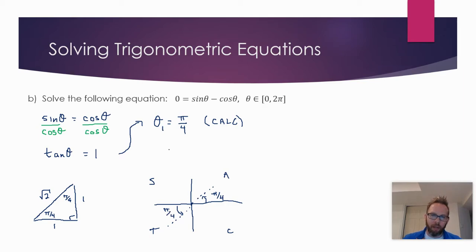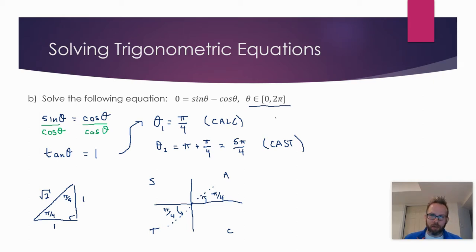So I'm going to call that theta 1 for our first solution. And theta 2 would be pi over 4 past pi. So pi plus pi over 4, which is 5 pi over 4. And we got that solution using the cast rule. So we have our two solutions. That's the only two solutions between 0 and 2 pi.